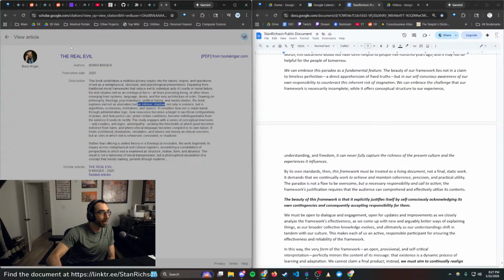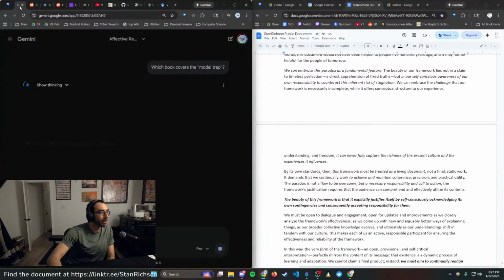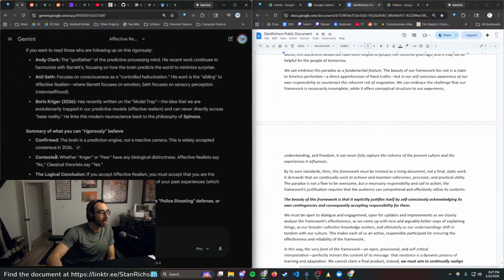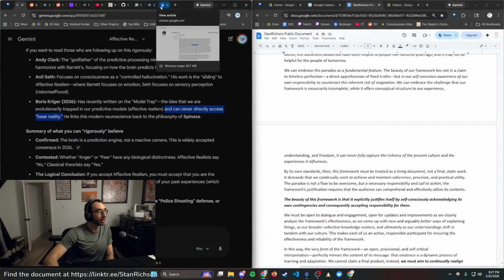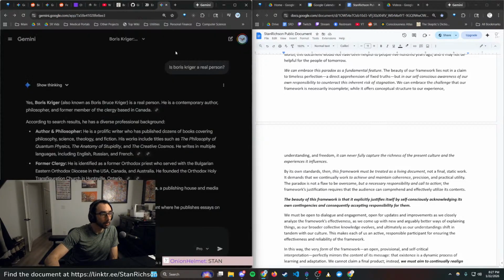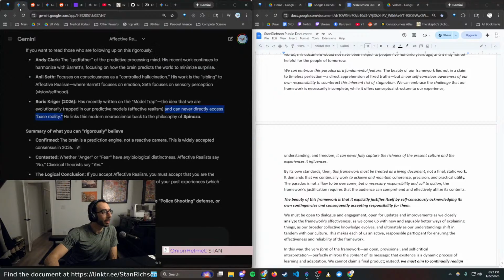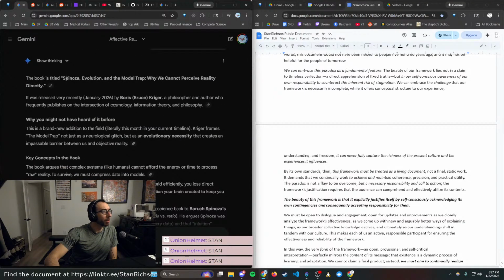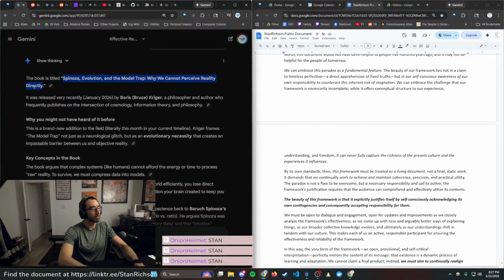Okay, so maybe I misunderstood this phrasing. The phrasing here is that we can never access it, and maybe he actually believes there is a base reality that is separate from us, and that we are just getting a shadow of it. Wow. Which fortunately means that we don't want to follow him up. But that being said, I am curious. The book is titled Spinoza, Evolution and the Model Trap: Why We Cannot Perceive Reality Directly.